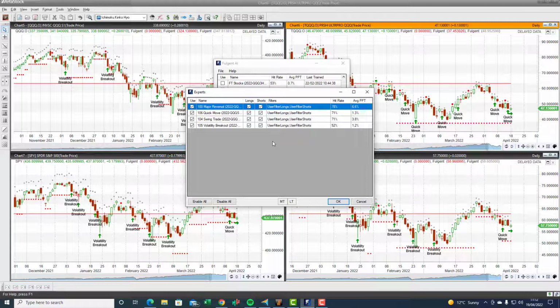The major market reversals signal is on average 78% accurate, with an average profit per trade of 6.6%. That's the average over thousands of trades. Quick move is a 71% accurate AI. Swing trades is on average 71% accurate as well, and the volatility breakout AI is about 52% accurate with 1.2% average profit per trade. So you get quite a lot of those type trades. Now, these trading statistics are over thousands of trades, thousands of data points that we've tested since the inception of the 2 indices and ETFs.